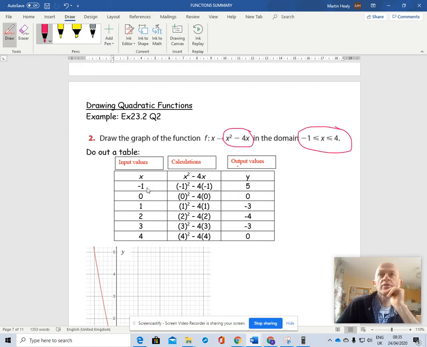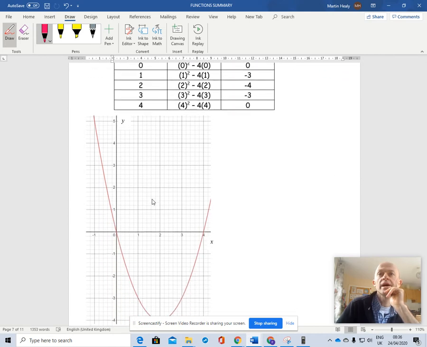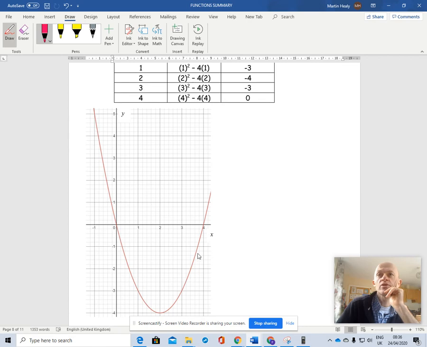So you're going to plot the values here. For -1, the output is 5. For 0, sub it in there and you get 0. Sub in 1 into x squared minus 4x, you end up with -3. So the points you end up plotting are x is -1, y is 5, then plot the point 0, 0, then 1, -3, and so on. And here's an example of what your graph should look like.